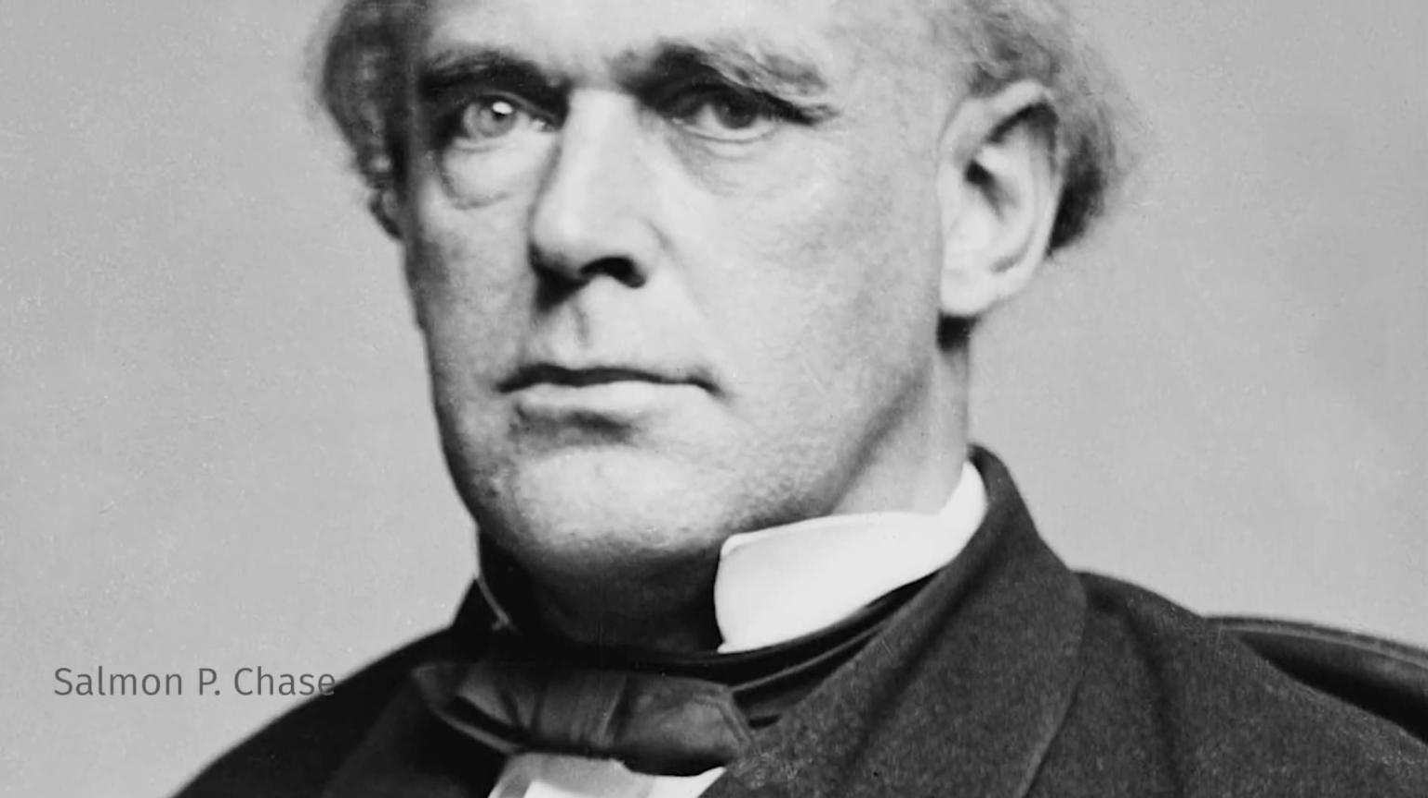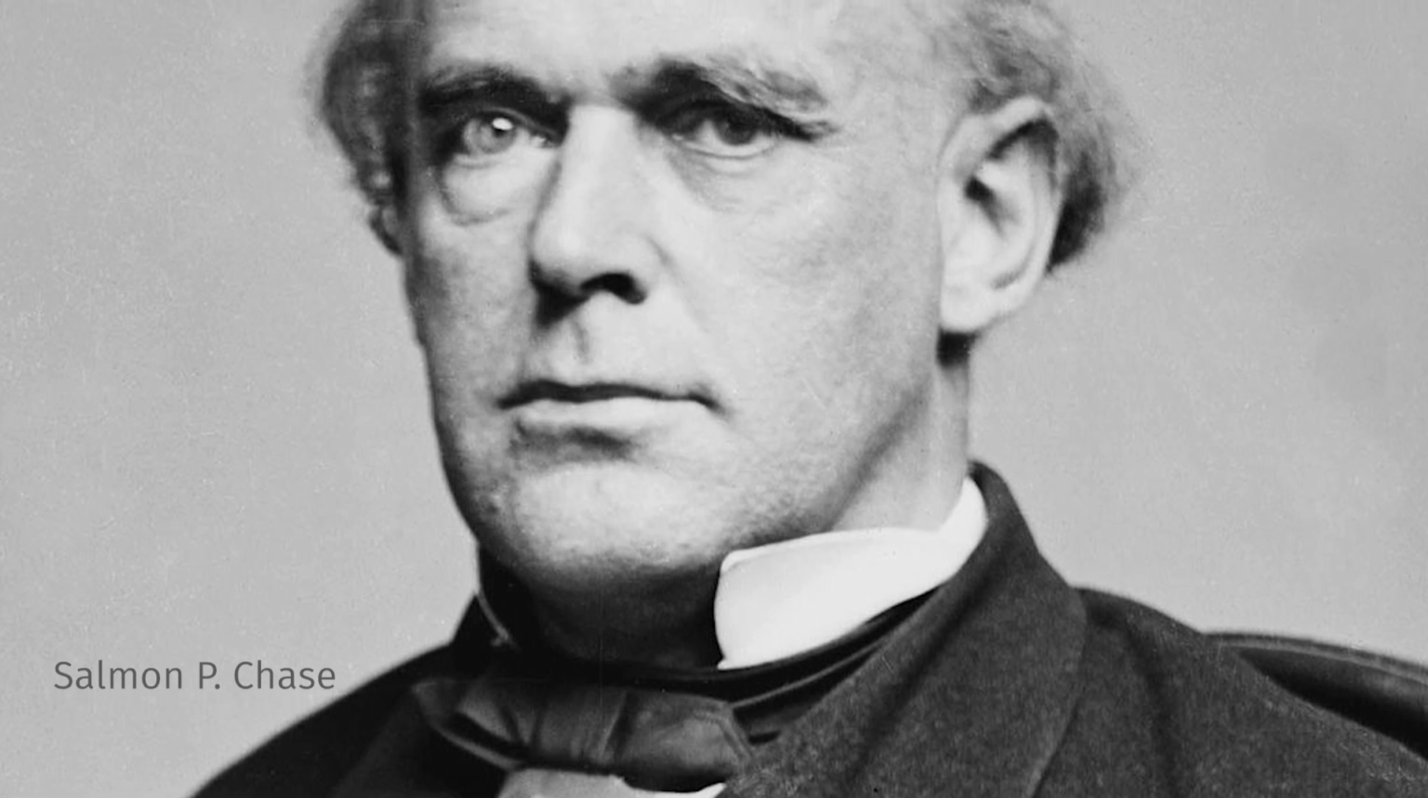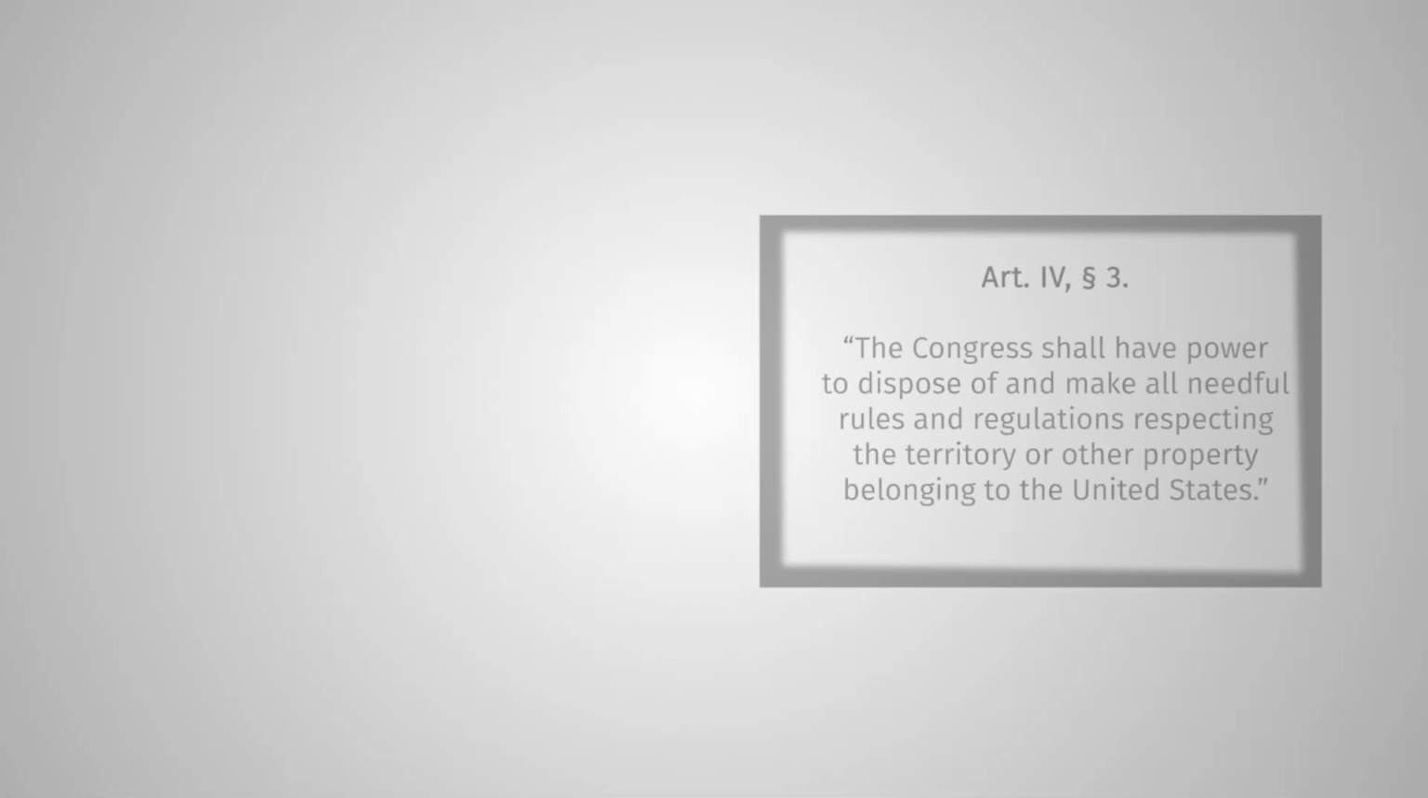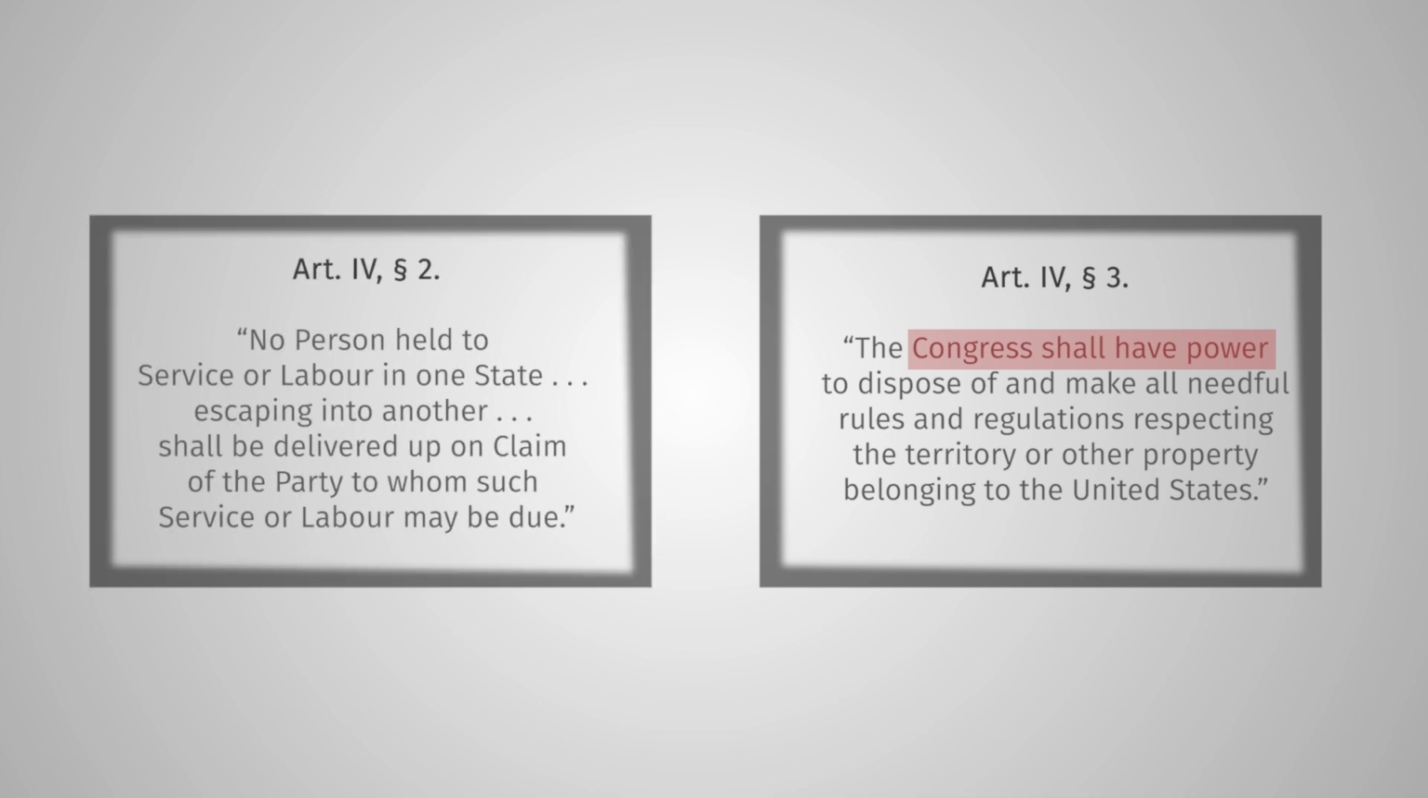Salmon Chase, who would later become the Chief Justice, argued that the Fugitive Slave Clause did not expressly grant Congress any new powers. Chase argued that unless the text in Article 4 expressly gives Congress a new power, then Congress lacks that power. Compare two provisions of the Constitution that appear next to each other. Article 4, Section 3 expressly says that, quote, "Congress shall have power," unquote, to make rules governing the territories. However, Article 4, Section 2 merely describes the relationship between states and grants no express power of enforcement to Congress. Therefore, Chase concluded, the Fugitive Slave Act was unconstitutional.